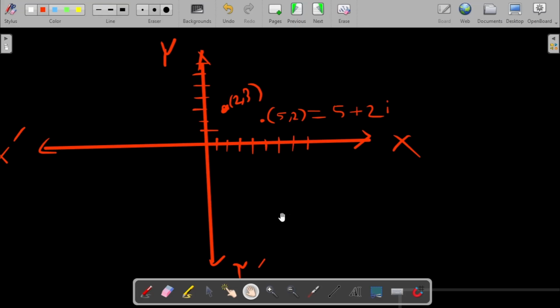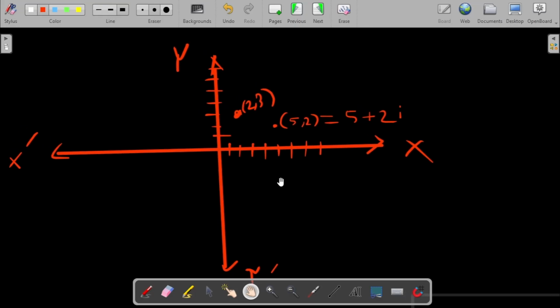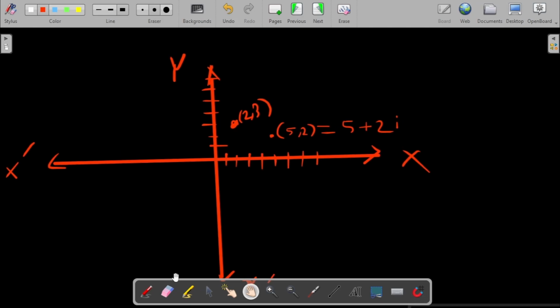So when I discussed modulus, what I said is that the modulus of z is nothing but the distance from the origin. Suppose this point, 2 comma 3, is 2 plus 3i, a complex number. So this distance is what? If I find the distance from the origin, it is the square root of (2 minus 0) squared plus (3 minus 0) squared. So this is nothing but the modulus of z.